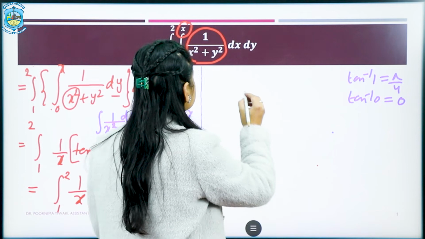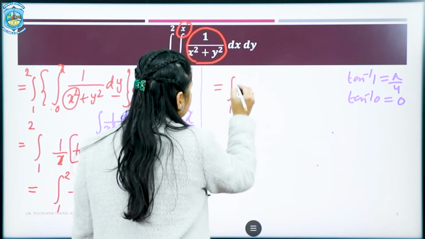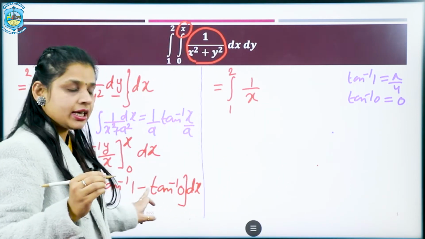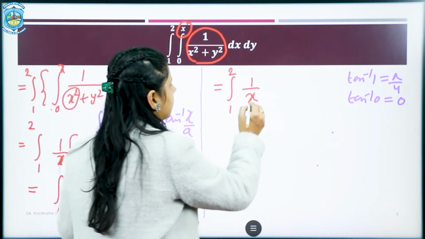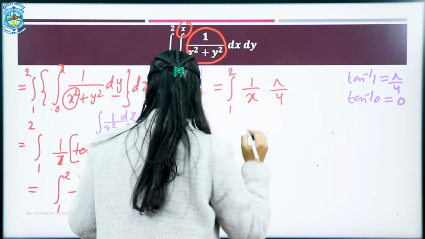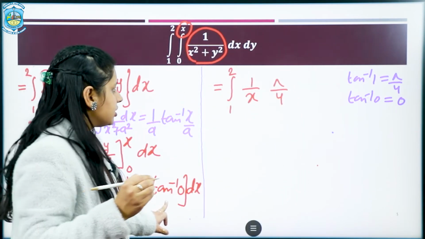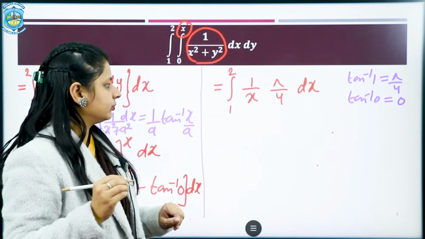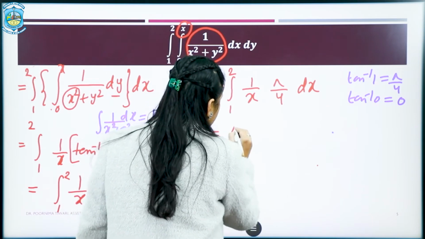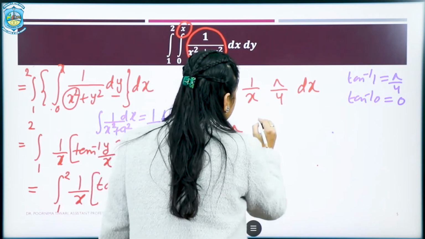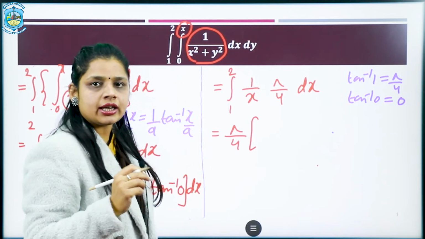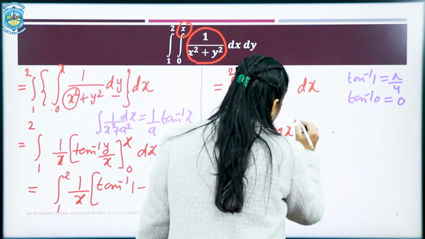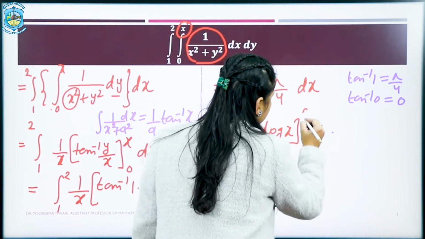So, value of this integral will be integral 1 to 2, 1 by x as it is. In place of tan inverse 1, we will write pi by 4. This tan inverse 0 is 0 and the integration is with respect to x. Now, this will give us pi by 4 is a constant. We integrate 1 by x with respect to x. So, we will get log x and the limits are 1 to 2.